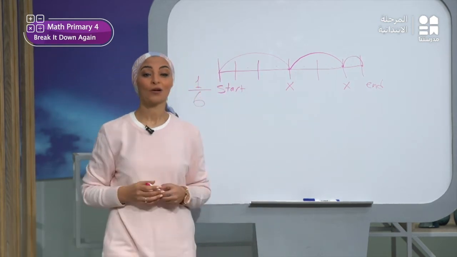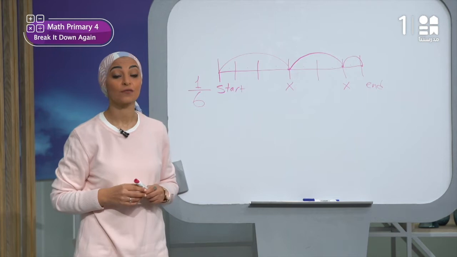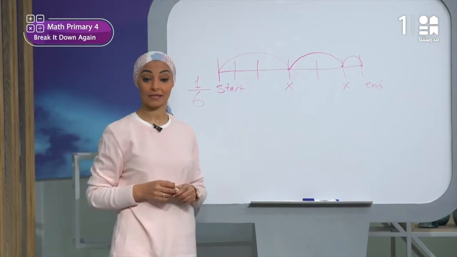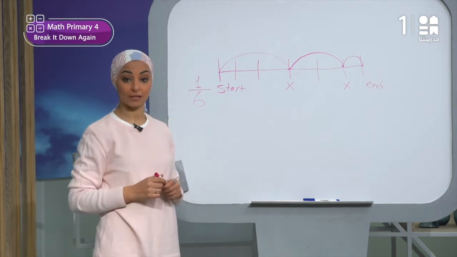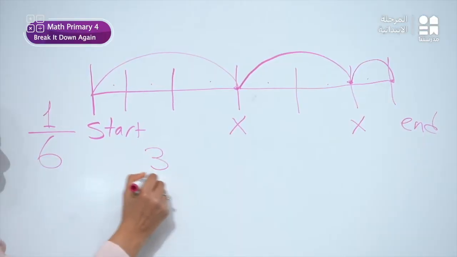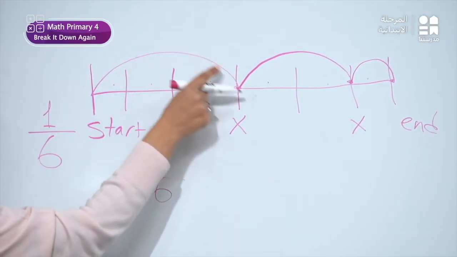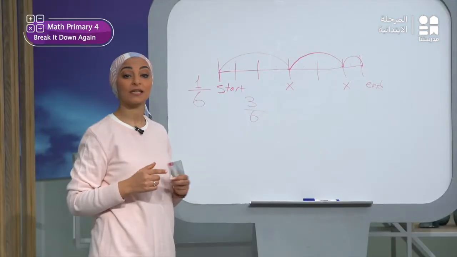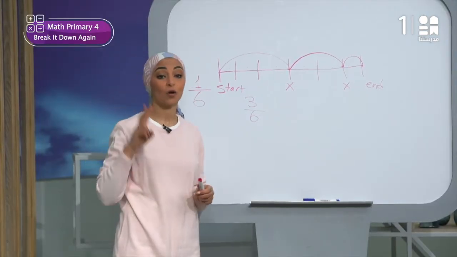Now, how can we write the fraction of the race each of the runners ran? Let's see all together. The first runner ran what? Yes, he ran 3 parts of 6. The fraction that represents it is what? 3 out of 6. This is the first runner. We said that he ran 3 parts out of 6. What about the second one? The second runner ran only 2 parts.